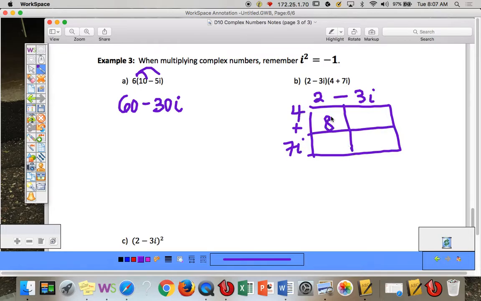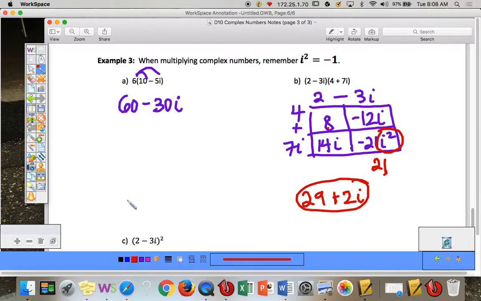4 times 2 is 8. 4 times negative 3 is negative 12i. 2 times 7i is 14i. And negative 3i times 7i is negative 21i squared. So the only difference is here, i squared is negative 1. Negative 21 times negative 1 is 21. So now let's combine like terms. Put our real numbers first. 8 and 21 is 29. 14i minus 12i is 2i. So there's our answer, 29 plus 2i.